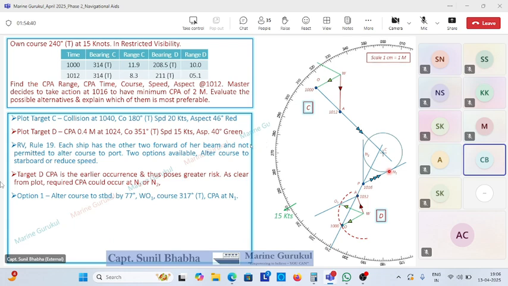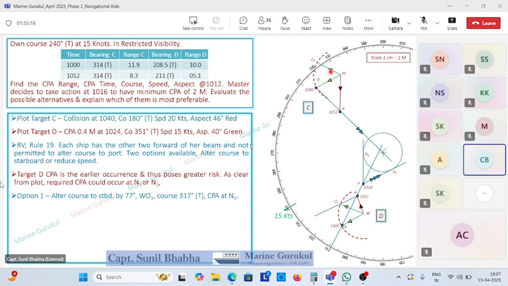Now let us evaluate the effectiveness of this action for target Charlie also. So what I do is, at point Whiskey, I draw my new course. My new course would be 317 degrees true. So you can see this green color vector coming up, and let us name this point, the free end of the vector, as O1. Now if I join O1 with A, this is going to give me the new relative line of approach for target Charlie.